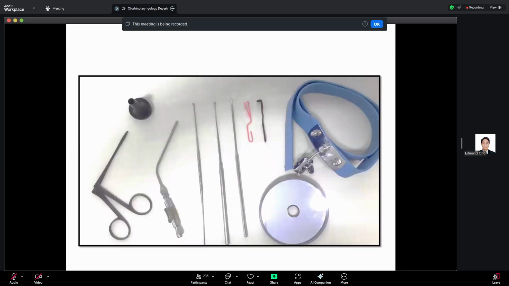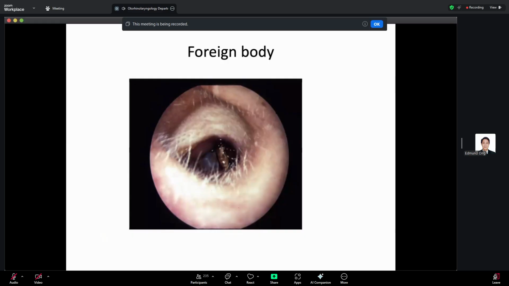Some of the instruments that we use in our clinic for ear cleaning. Okay, next slide. Now, foreign body. If you notice, there's a cockroach in the external canal. Aside from cockroach, pwedeng mga fly, pwede ring mga ano, but the most common animate foreign body that we have seen is cockroach. Next slide.